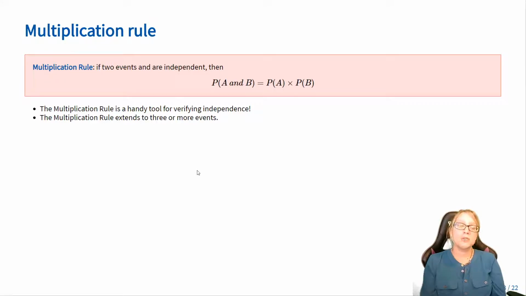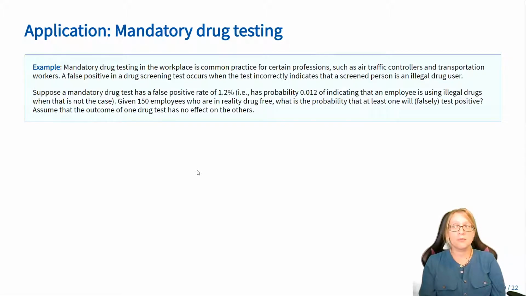So we can use this rule in a couple different ways. We can use it to find the probability of A and B if we're willing to assume independence. We can also use it to verify or disprove independence. If the multiplication rule is not satisfied, then A and B cannot be independent.